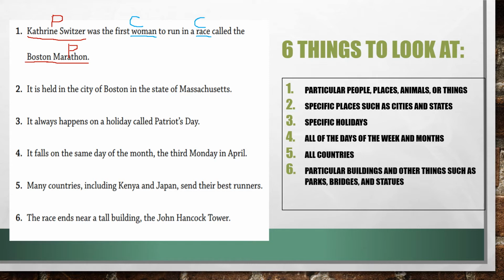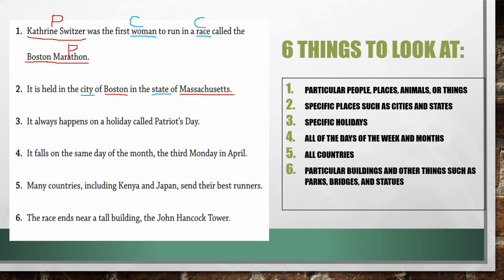Number 2, it says specific places such as cities and states are considered proper nouns. So if it is held in the city of Boston and in the state of Massachusetts, those are proper nouns. They are capitalized. What's the common one? Well, the word city is common, and the word state is common because it could be any state and any city. Boston and Massachusetts are the names of those specific cities and the specific state, so that's why it's capitalized.